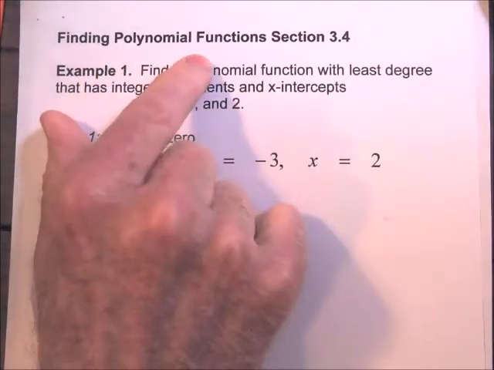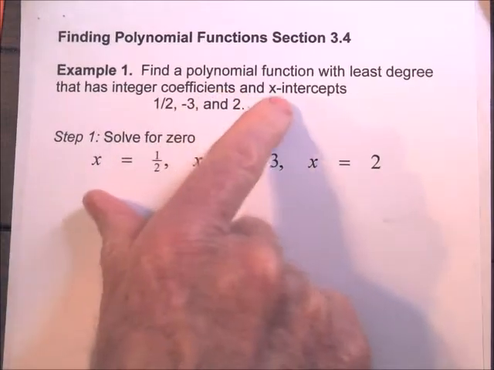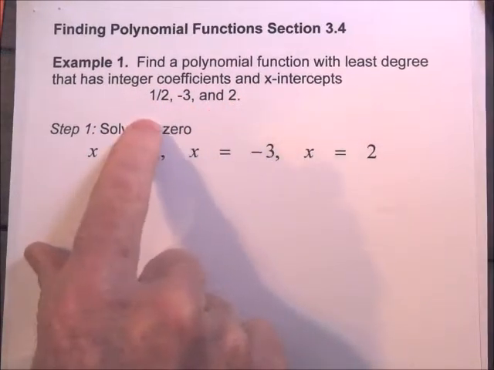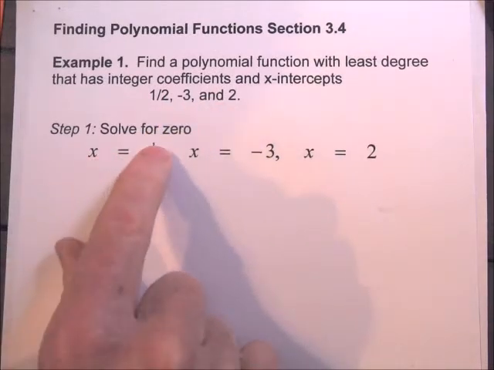Finding polynomial functions, section 3.4. Example 1: find a polynomial function with least degree that has integer coefficients and x-intercepts 1/2, -3, and 2. Step 1, we want to solve for 0.